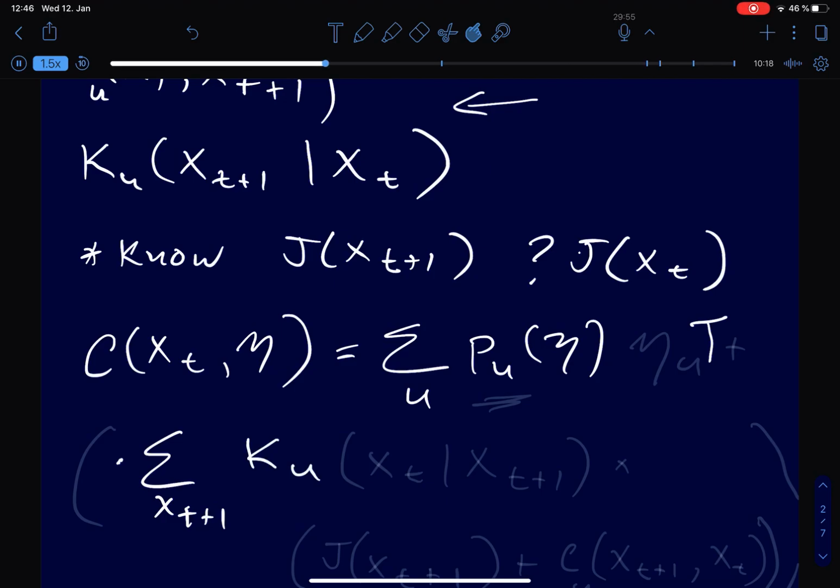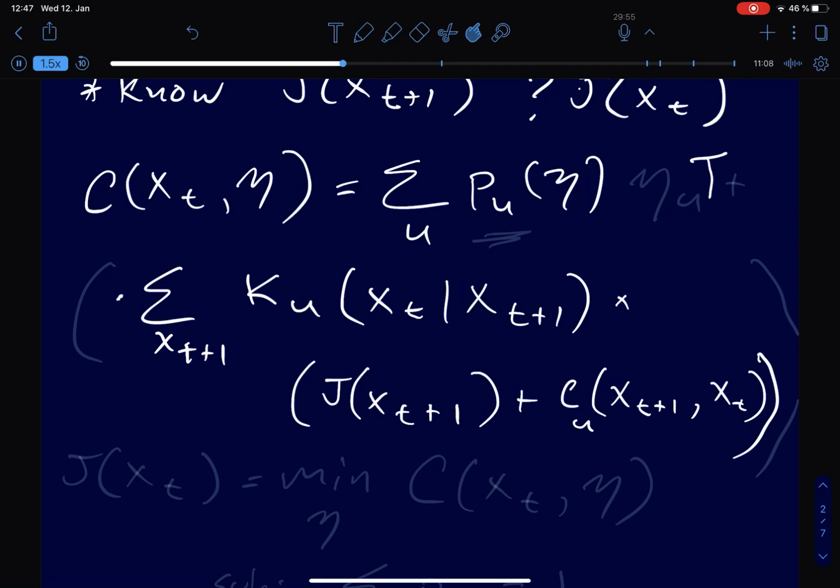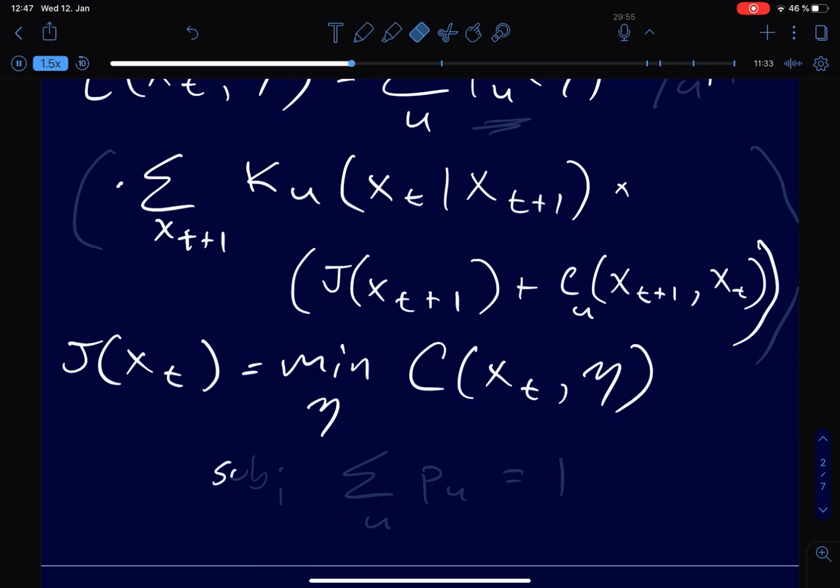So this is the cost to go when you reached your final state plus the cost you've accumulated as you've crossed from your initial state to your final state. Now the cost to go at x of t is equal to the minimum over your possible controls of x of t. And it's subject to the constraint that, of course, the sum of pu is equal to 1, right? So we'll enforce this constraint with the Lagrange multiplier.